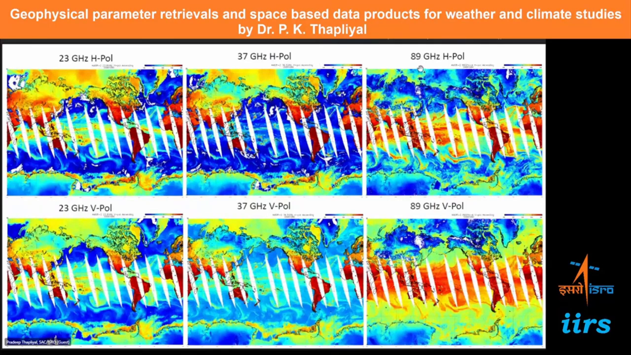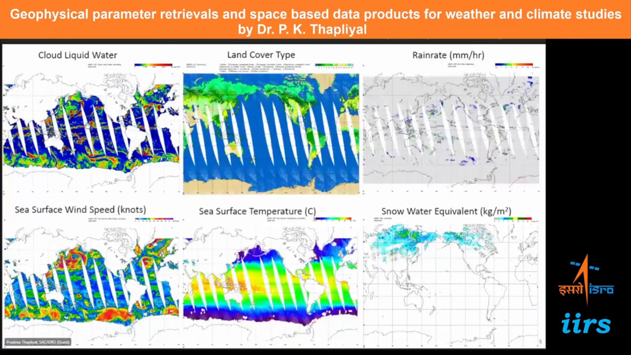36 and 89 gigahertz are sensitive to rainfall. So you can see that wherever there is a rain shell over the oceanic region, the ITCZ region, you find different types of signatures. So by making observations at different frequencies, you can get different parameters of the land surface and atmosphere. Some examples are here. From these microwave radiometers, you can get cloud liquid water, you can get land cover type, and you can get rain rate over ocean and land also, with somewhat lower accuracy.